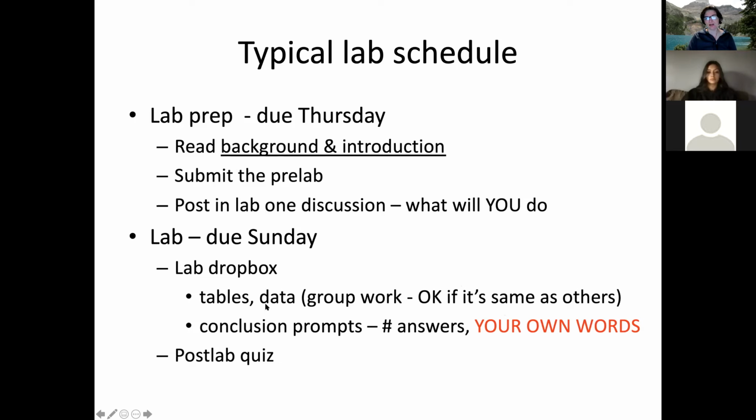There's going to be data or tables or something of that nature. If some of these deliverables are ones that you've worked on together, it's fine for them to be the same, if it's officially part of the group work. If it's an independent activity, it's fine for you to ask for help and talk it over with your lab mates, but make sure that your work is originally yours. Also, you're going to do a conclusion for lab, so make sure to get all of the items that are asked for into the Dropbox. We have a post-lab quiz that's also due on Sundays.